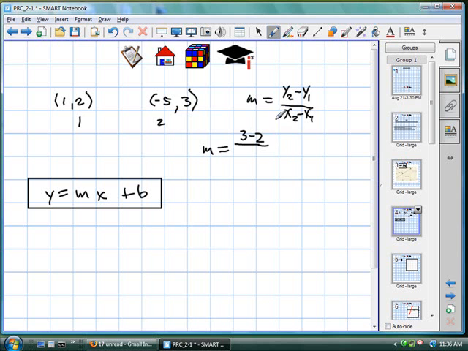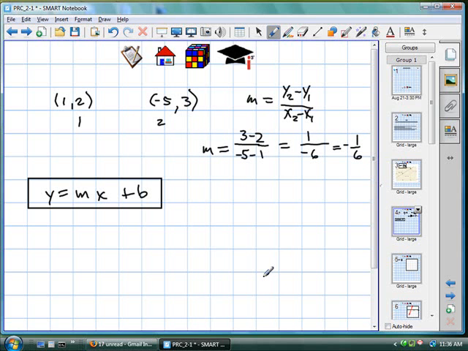And on the bottom, we have the x from point 2 minus the x from point 1. Okay, results, 3 minus 2, negative 5 minus 1. So we found out that we have a slope of negative 1/6.